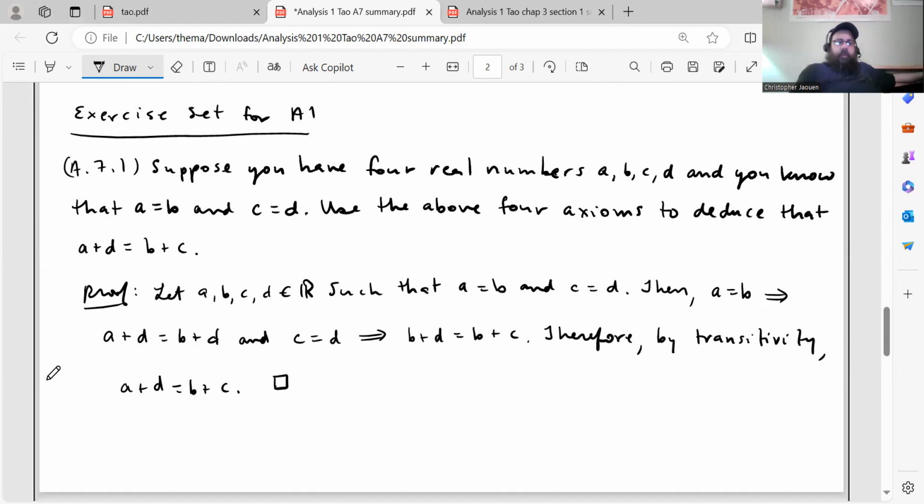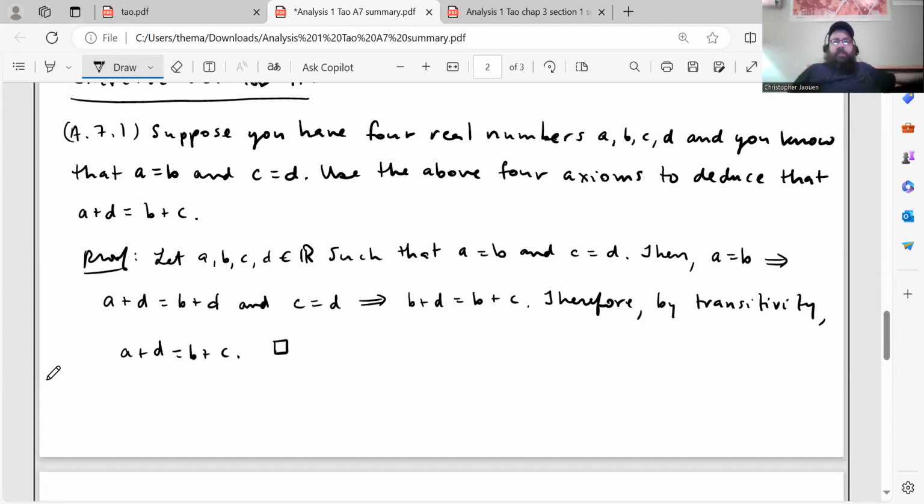So here's my proof. Right, so again, just assume the hypotheses. Then A equals B implies A plus D equals B plus D. I should have probably said where that came from. That comes from the axiom of substitution. But I'll just write that up here just so we have it. So this is by axiom of substitution. All right, and C equals D implies that B plus D equals B plus C. Again, by the axiom of substitution. Therefore, by transitivity, we have A plus D equals B plus D, and B plus D equals B plus C. So A plus D equals B plus C. And that's the proof of that proposition.